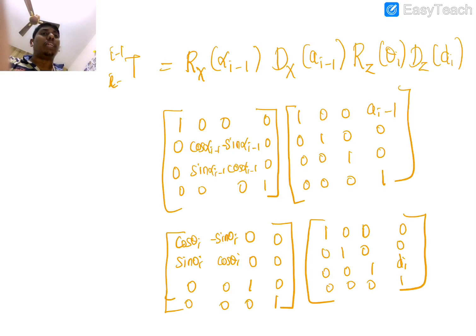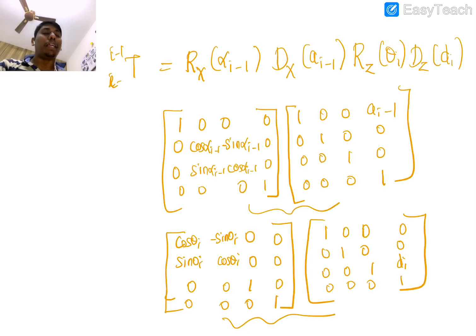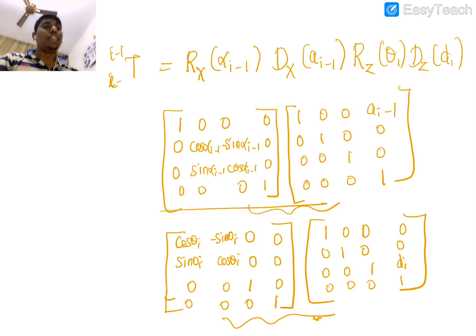Now you can see that the difference between standard and non-standard is very straightforward. You multiply these two matrices, and post multiplying this with this gives the non-standard DH representation. Post multiplying this with respect to this gives the standard DH representation. That is the basic difference. When you talk about standard, this becomes only i. When you talk about non-standard, this i minus 1 will appear. That's the only difference. I hope you got clarity on this.